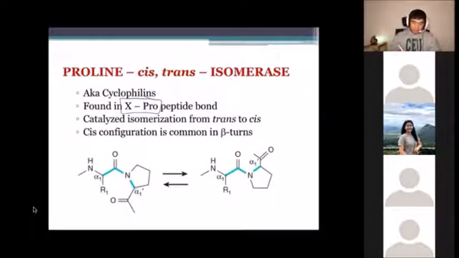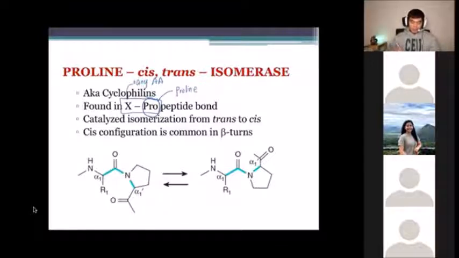Anong meaning ng X-pro? Pro is proline. Okay, so this refers to the amino acid proline. And then X, ang ibig sabihin ng X is any amino acid. So anong point niyan? In short, ang tinatarget ng proline cis-trans isomerase ay yung mga polypeptide na may peptide bond na katabi ng proline. Lahat ng katabi ng proline. Okay? Kahit anong amino acid pa yan, basta katabi ng proline. Doon nag-a-act ang proline cis-trans isomerase.